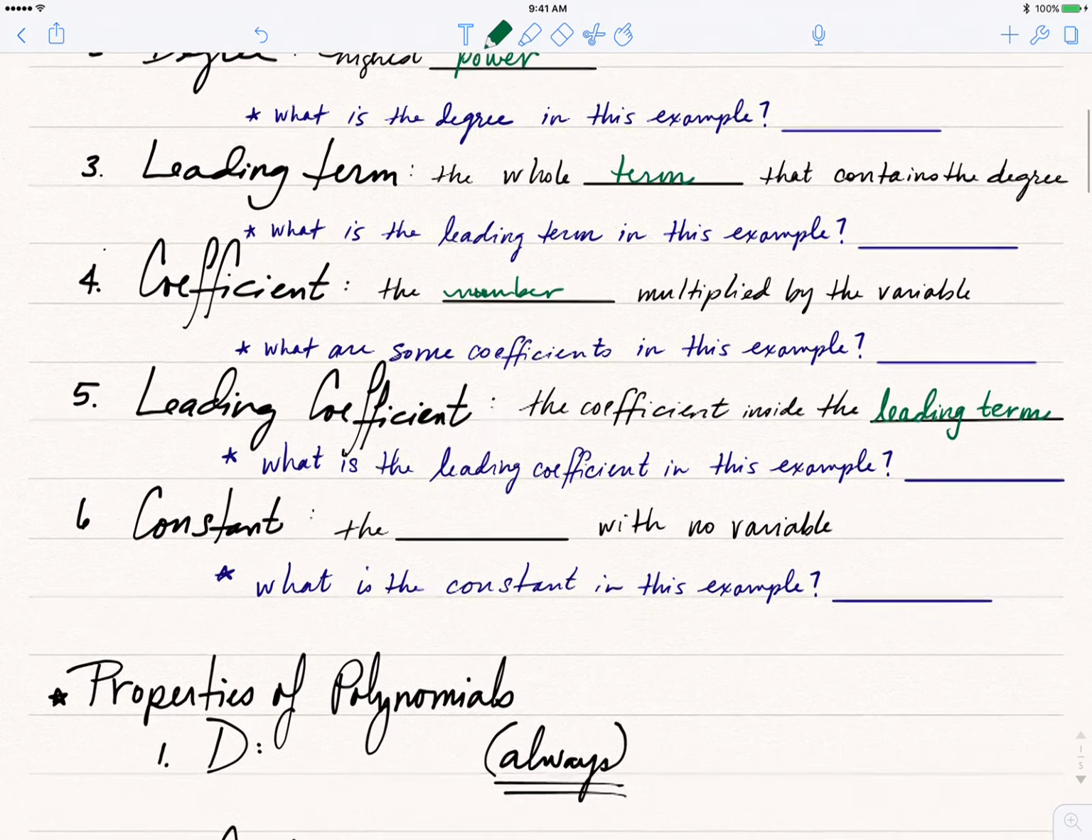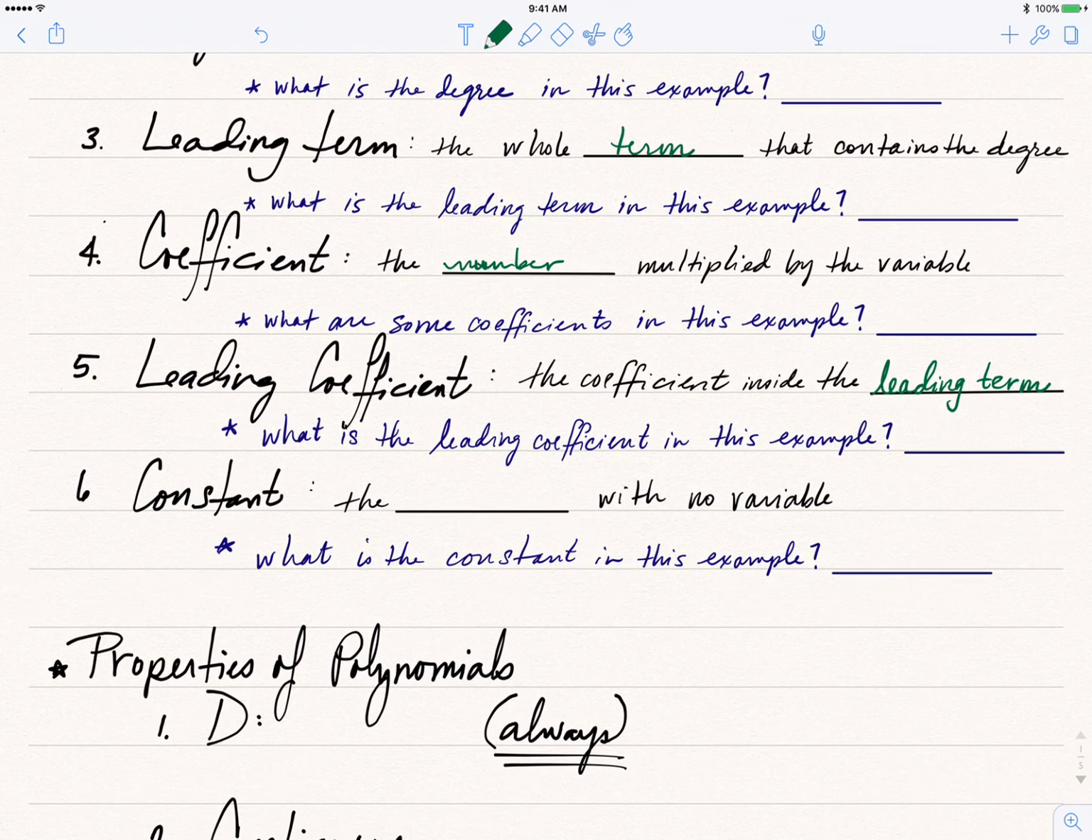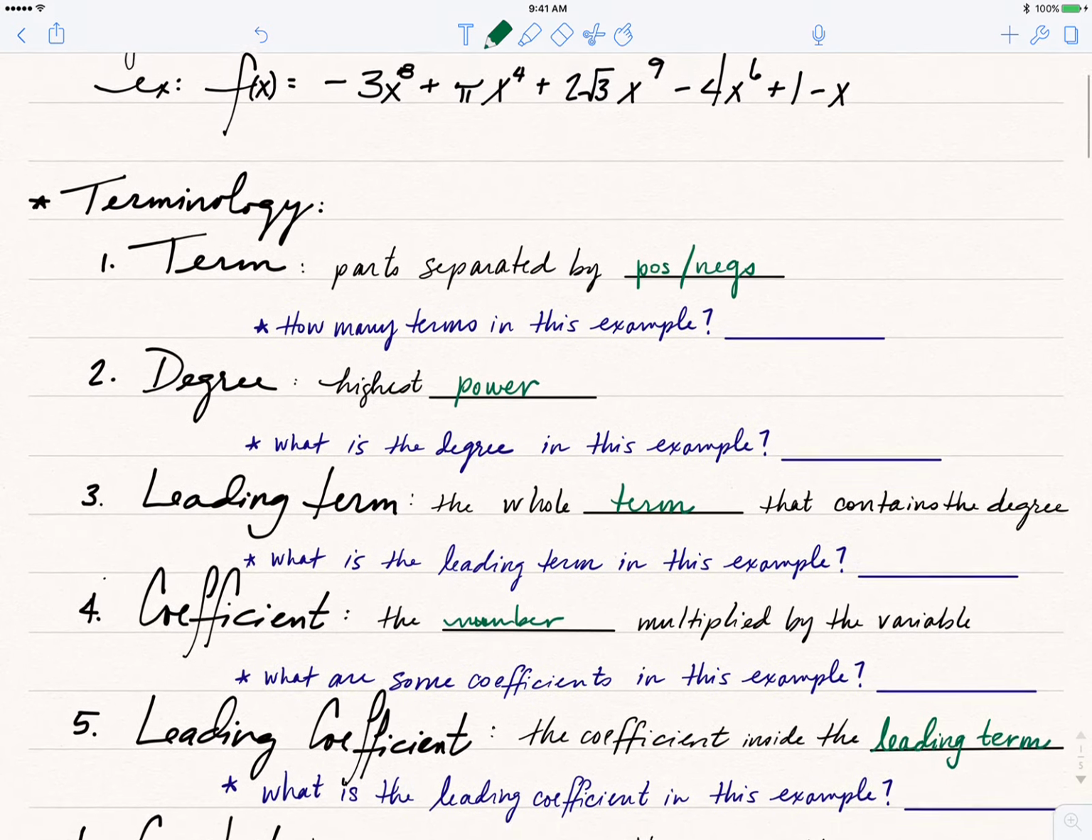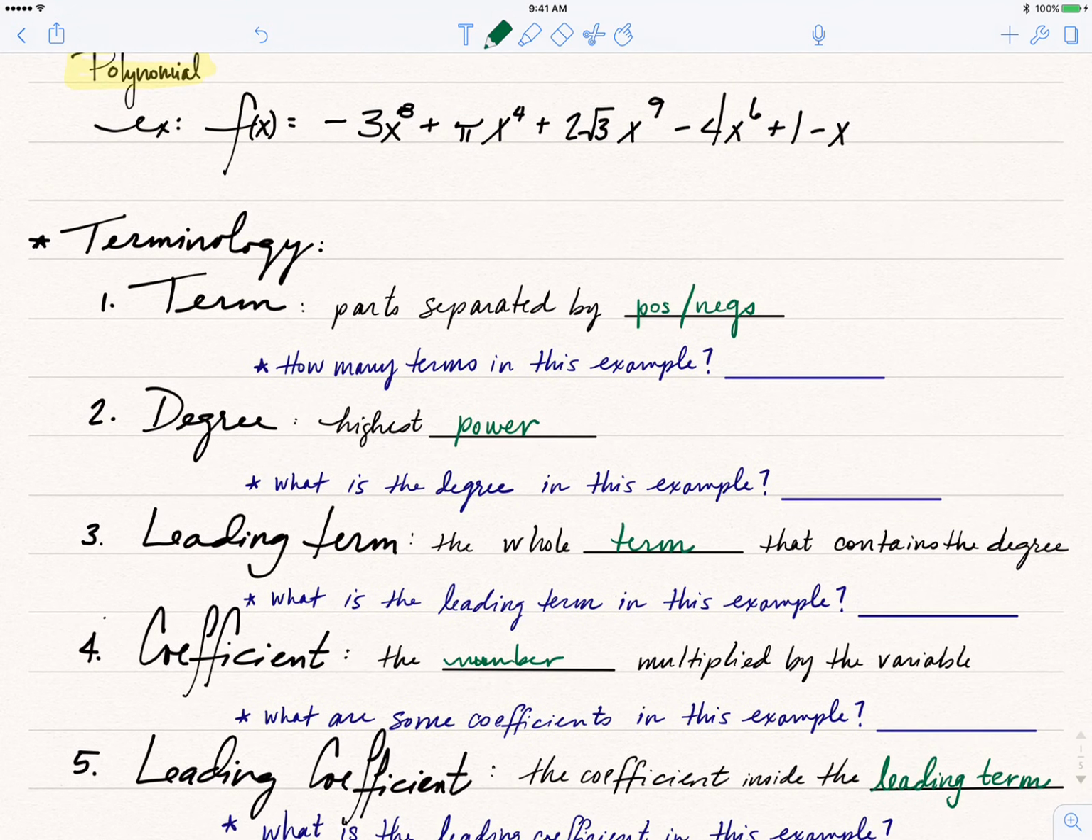Definition number 6, and the last definition for this particular section, the constant. This is the number that doesn't have a variable with it. It's the number that does not have a variable with it. So as you look in our example, what is the constant in our example?